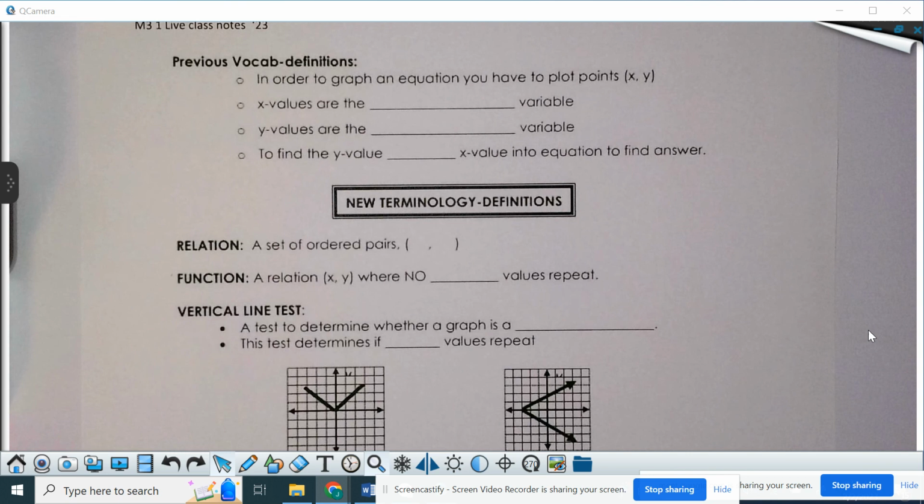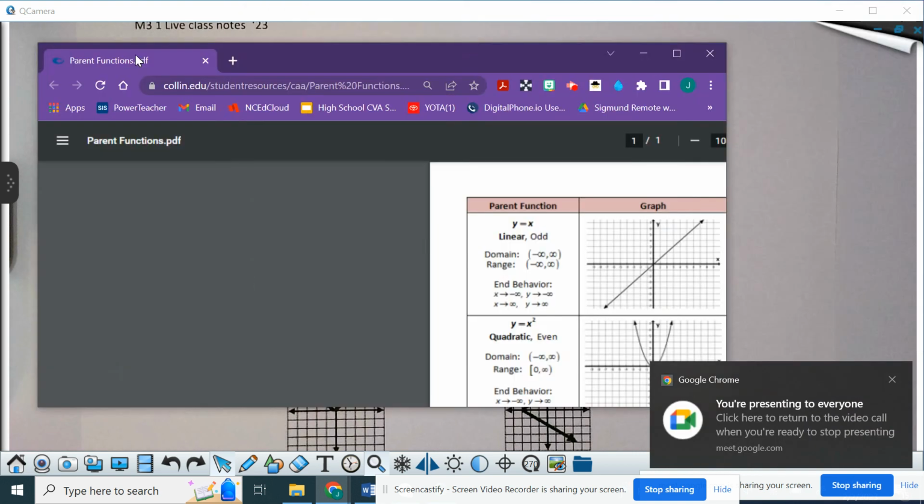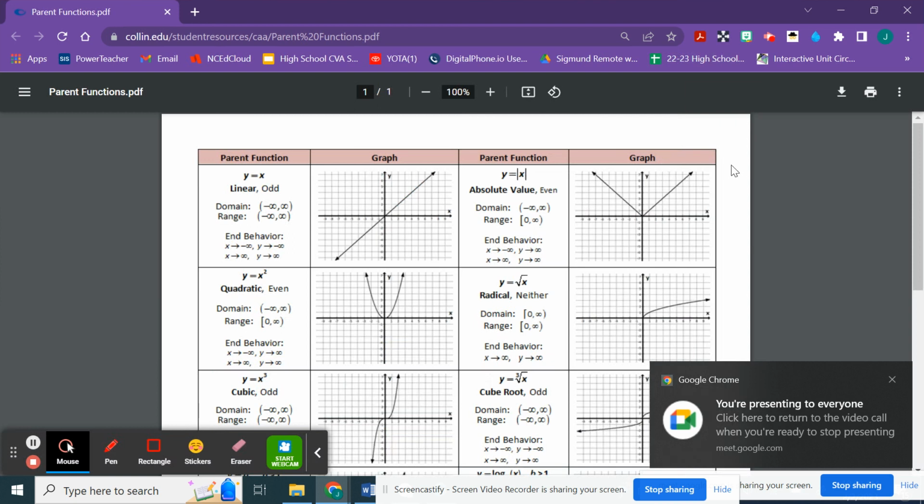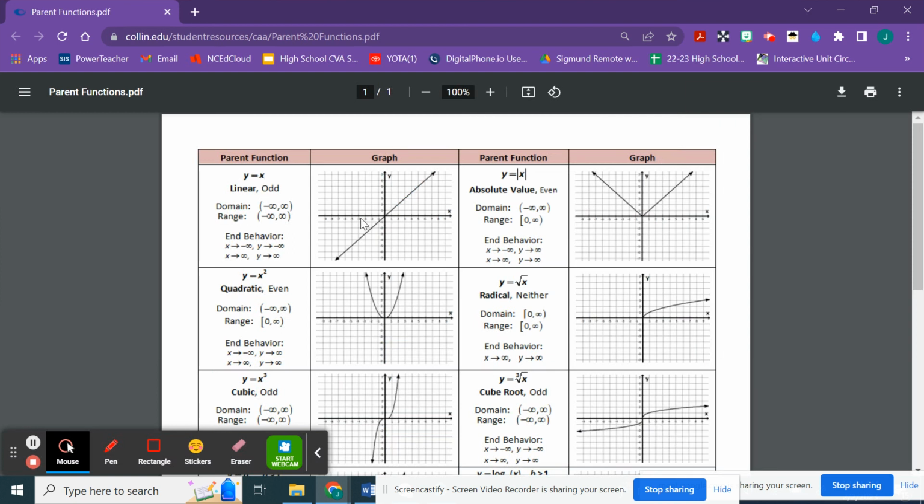I will drop in the box a website that has just a page of parent functions, and actually I'll probably bring it over and you can see it. Sorry if that made you dizzy. So for parent functions, it gives you the equation and what it looks like. So obviously linear, it gives you the name, and whether it's an odd or even function, or obviously neither because it's not to a power or anything of that nature. Then it also starts talking about end behavior, which is a little ahead of us right now, and domain and range. And this is the parent function in its purest form.